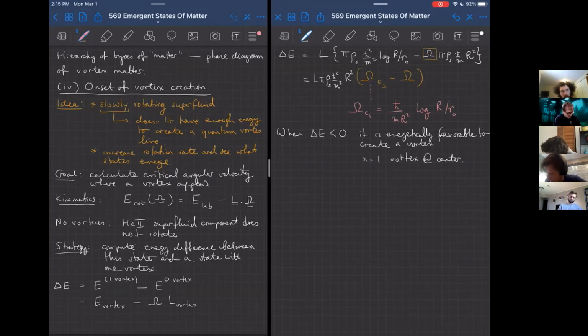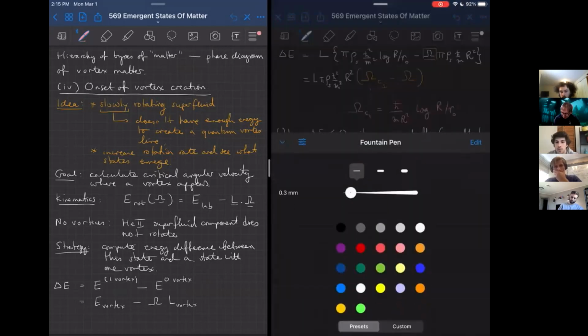And if we ask what is the numerical value for this, let's suppose we take the radius of the bucket as being 1 centimeter, we take r naught is about an angstrom, then that gives you, just plugging in the formulas, 2 pi over omega c1, so that's the period, that's about 35 minutes. Which is quite slow. So that's how the vortex gets created.